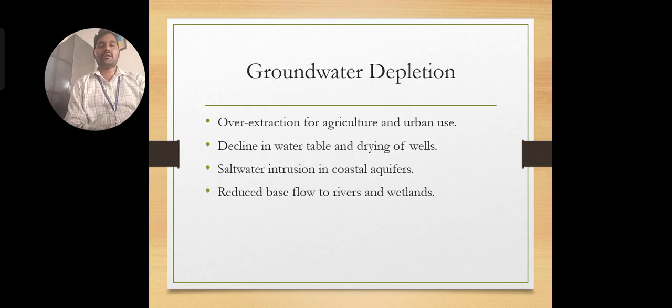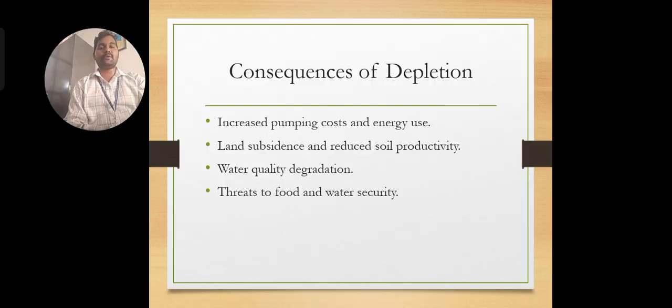And also the water table is going to be lowered down, and there is salination, salt water coming into it. Likewise there are a lot of problems. And if you see the next one, the consequences of depletion. Pumping cost and energy use increase, and also there is land subsidence and reduced soil productivity. So automatically the soil productivity is going to be reduced, the water quality is going to be degraded, and we don't have a sufficient amount of food to cultivate, because there is no water here. Likewise we have many problems, all those things here.